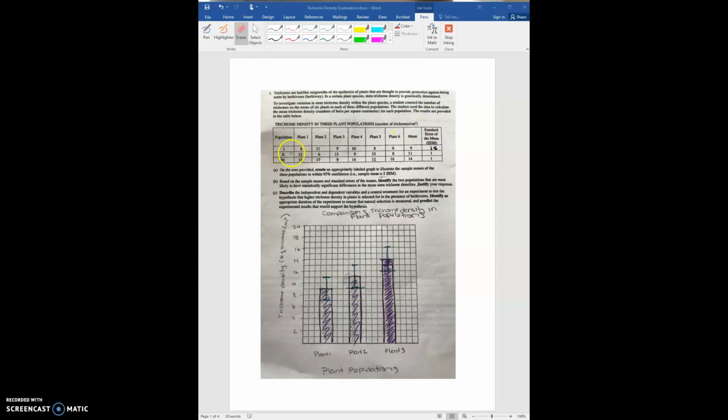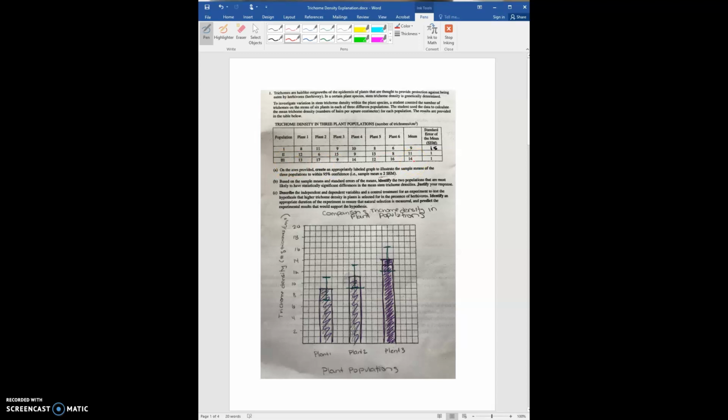In population 1, the first plant had 8, the second plant had 11, and so on. The mean of that whole population was 9. The mean, or the average, of the second population was 11, and the mean, or the average, of the third population was 14.